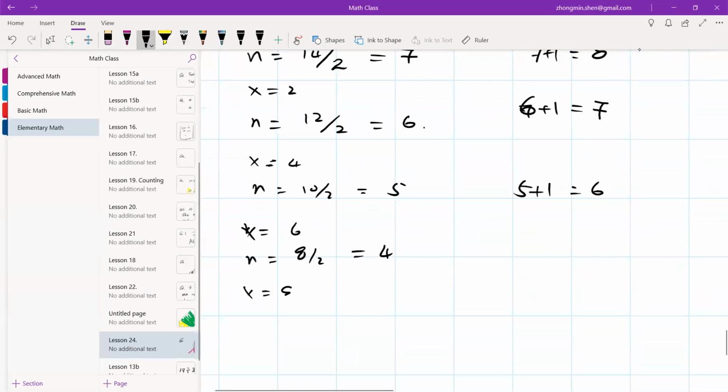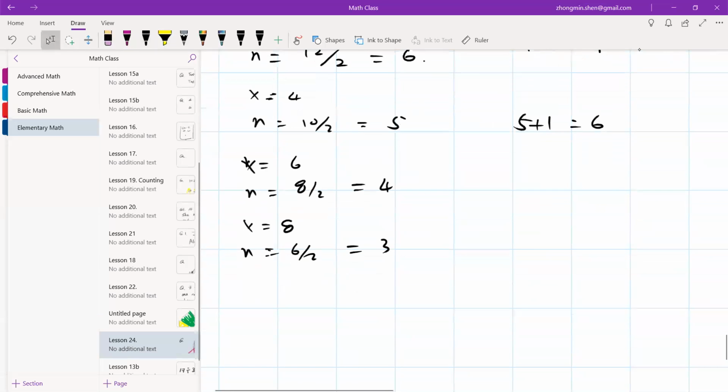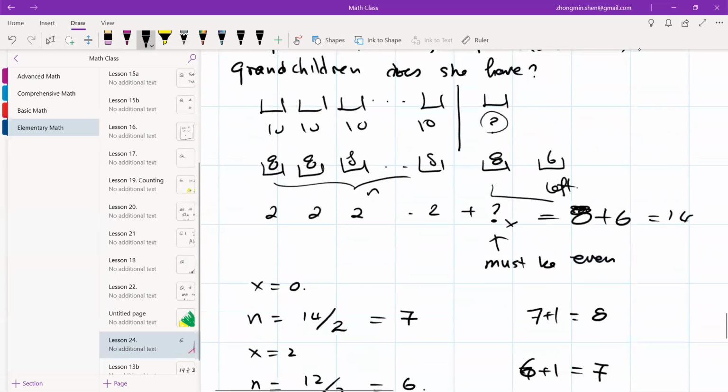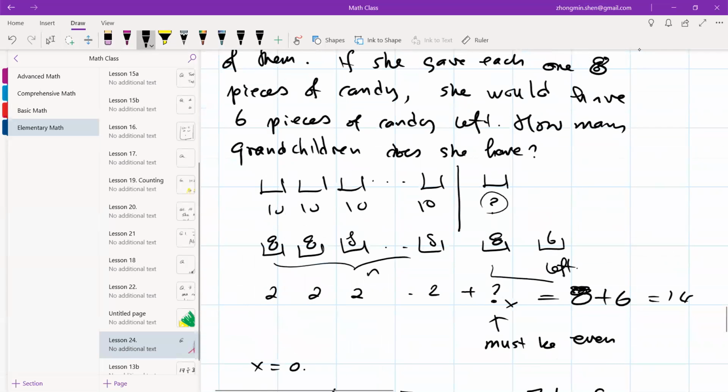Okay, then x equals 8. That would be 6, that would be 3, and keep it going. X cannot be 10. If x is going to be 10, y cannot be 10. If it's 10 already, you cannot say that's not enough candies, right? So this x could be 0, 2, 4, 6, and 8.